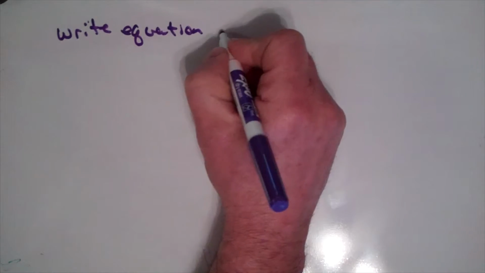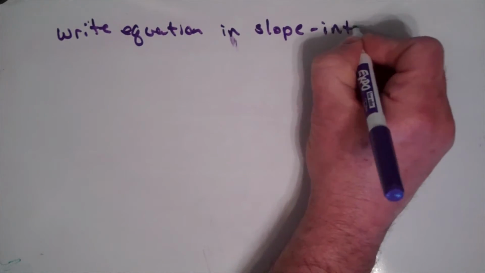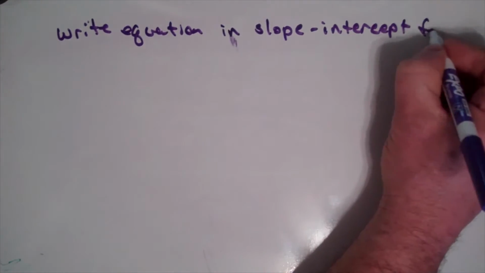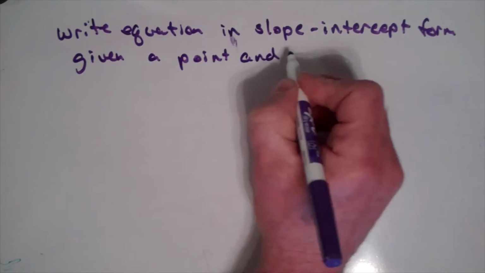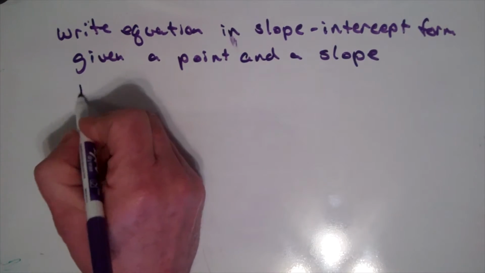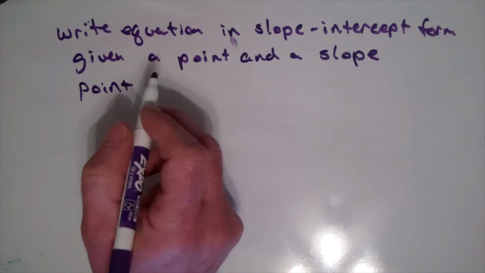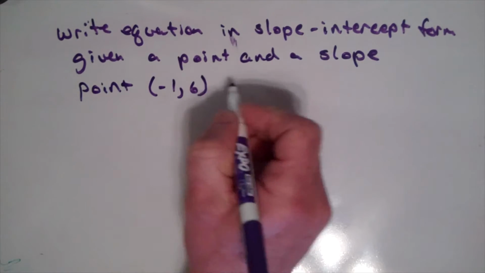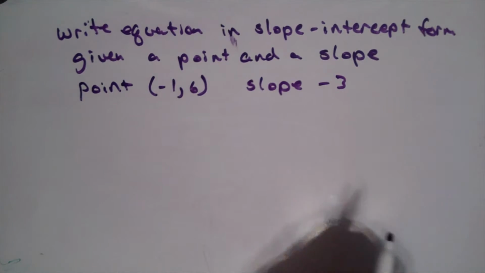Now, it gets a little more difficult. Write the equation in slope-intercept form, given a point and a slope. So now I'm given a point and a slope, and I have to put it in slope-intercept form. So the point in this problem is going to be -1, 6, and the slope will be -3.